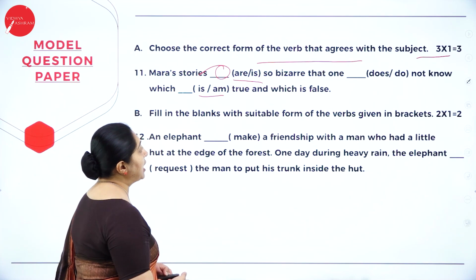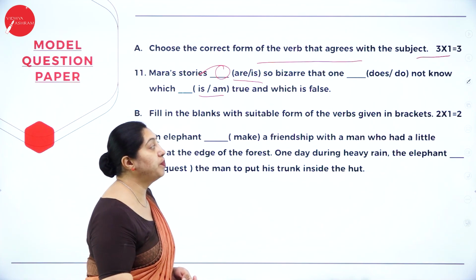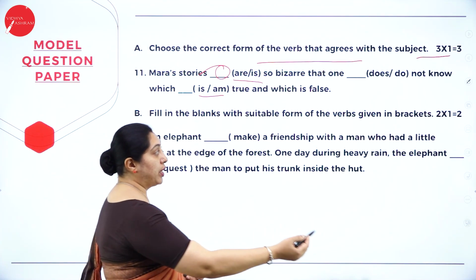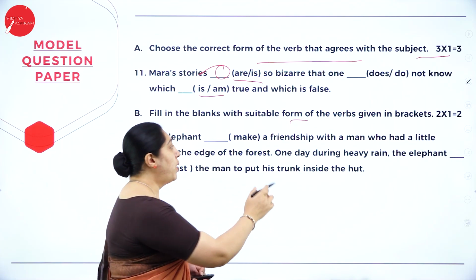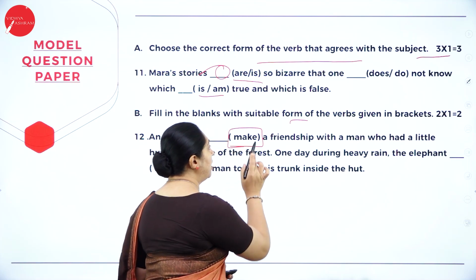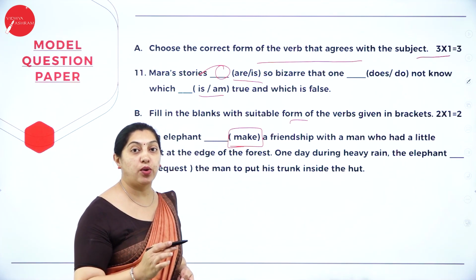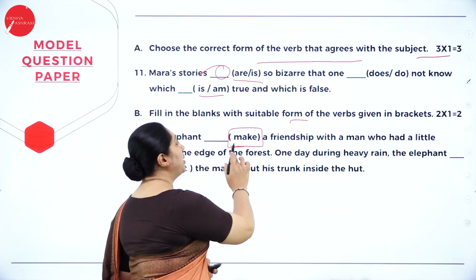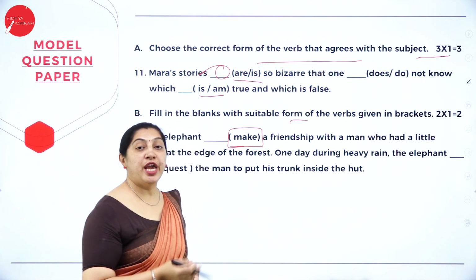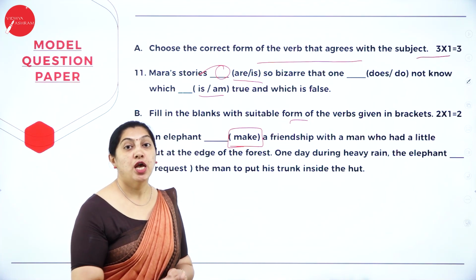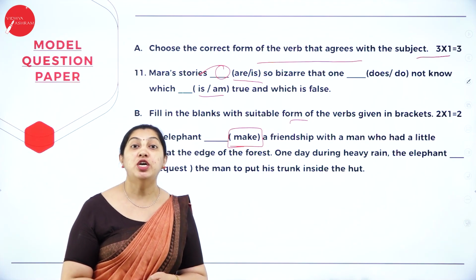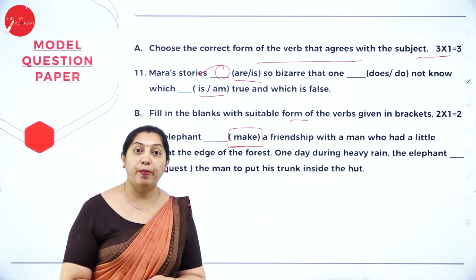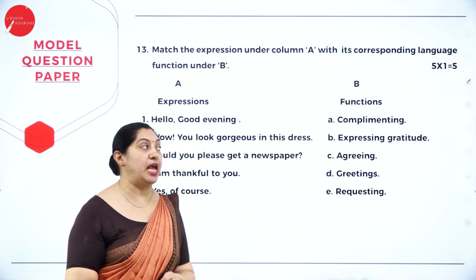Next, fill in the blanks with the suitable form of the verb given in the bracket. So again, this question carries 2 marks. There are 2 blanks and the verbs are given here. You have to read the question thoroughly and then put the verb in the right form. So each question carries 2 marks. So for most of the grammar part, please make sure that you read the chapters. The questions will be picked from the chapters itself.